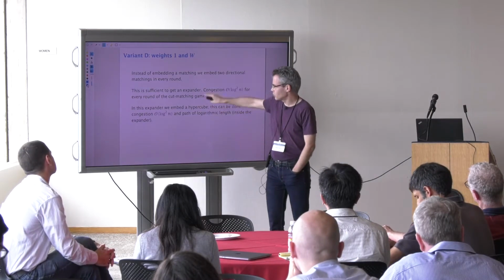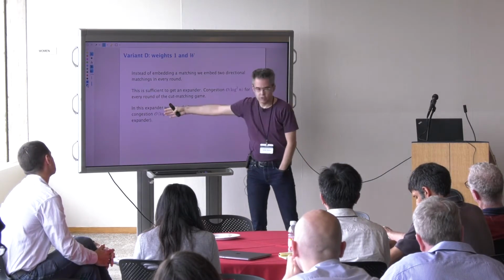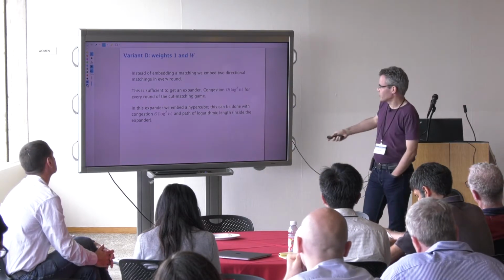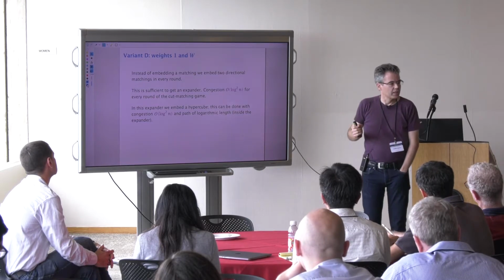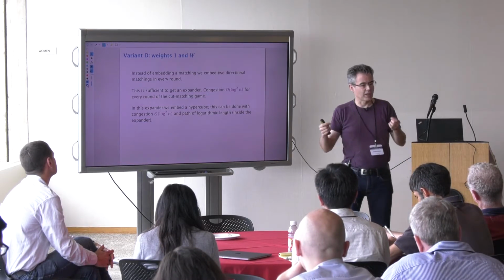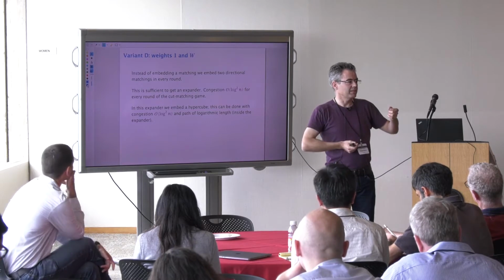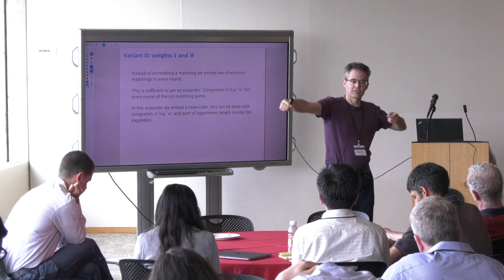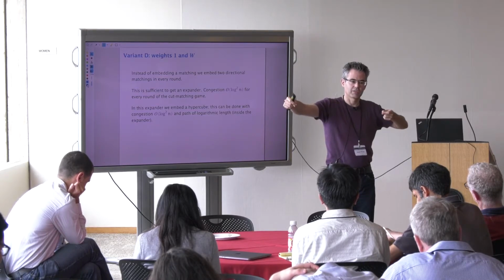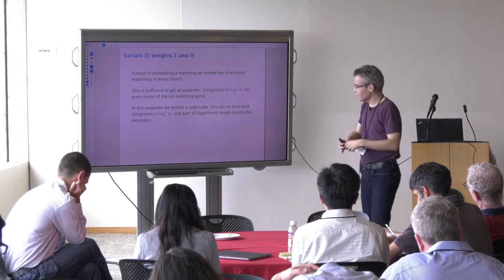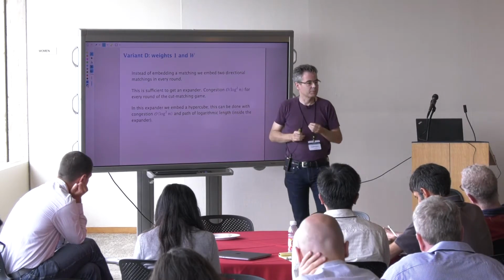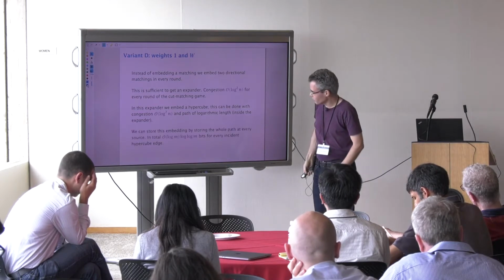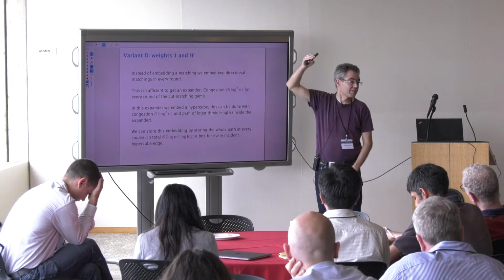In this expander you encode a hypercube, and this I can do with congestion log squared n and paths of logarithmic lengths. How do you store this? This is easy. Simply the source of the path stores the whole path. These are just log n steps. So you first embed this expander, and then in this expander, you embed a hypercube. And then, unfortunately, the congestion of this whole thing in the end will be log to the 7 or so.